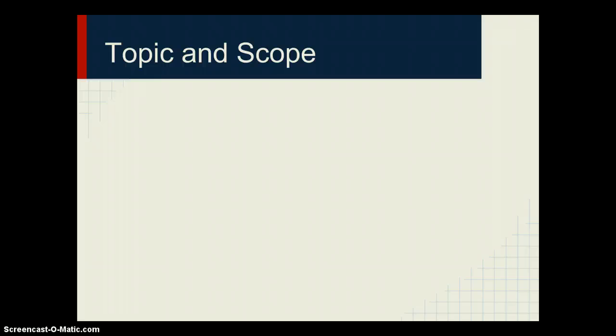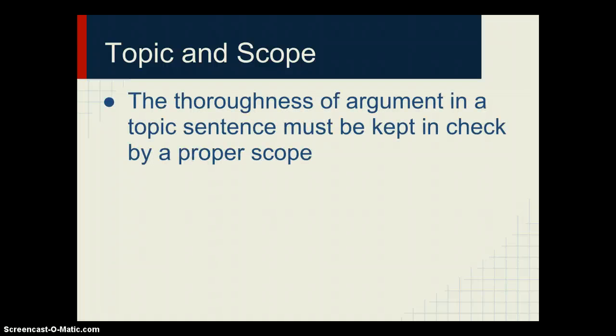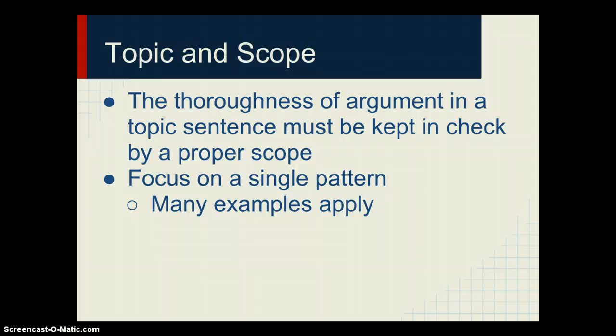On the other hand, you have to keep the argument and scope in check. The thoroughness of an argument must be kept in check by a proper scope. In other words, your topic sentence should make a deep argument, not a broad one. You may have several points to make within your argument, but it shouldn't spill over into a different topic. One way to accomplish this is to focus on a single pattern. Many different examples may apply, but they all follow the same pattern.